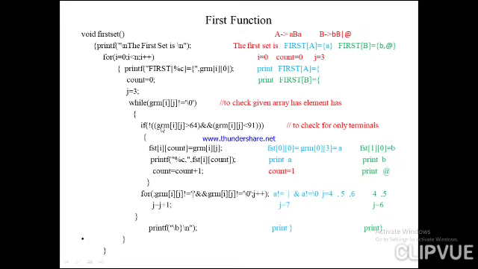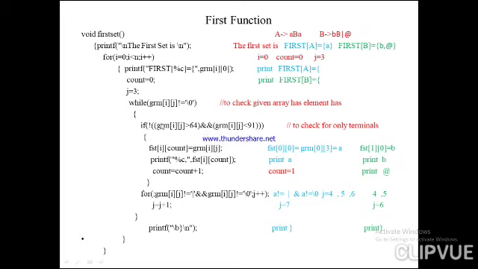Not of a non-terminal: grammar of i, j is greater than 64, so capital A, and it is less than 91, capital Z. So it is not between capital A to capital Z, which indicates it is a terminal. So not of a non-terminal is nothing but a terminal. So I am checking that.